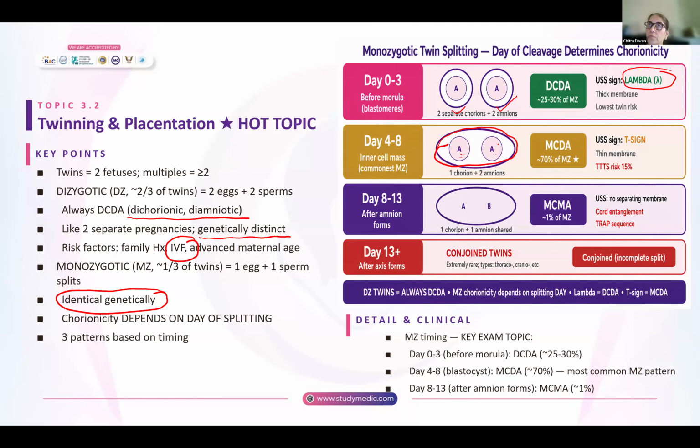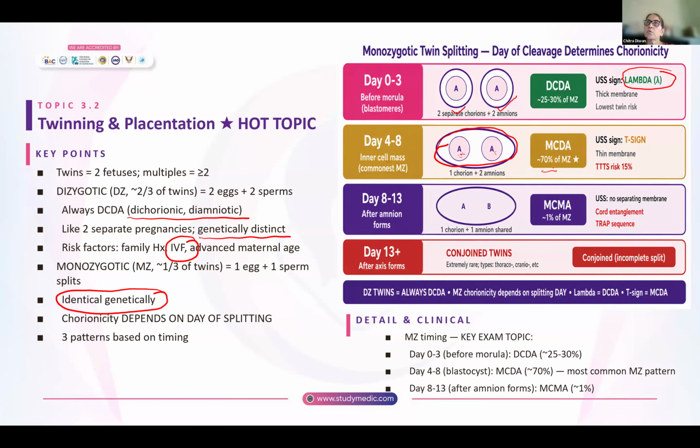You will get formation of the amniotic sac. So two amniotic sacs are there, and there are two different babies developing, but they share a common placenta. So that is your monochorionic diamniotic. That means one placenta, two amniotic sacs. This is about 70% of monozygotic twins.